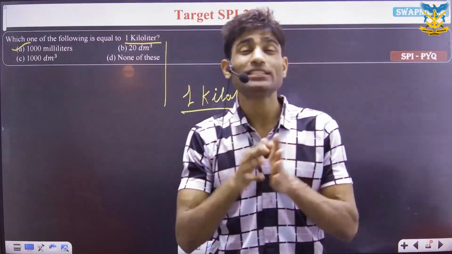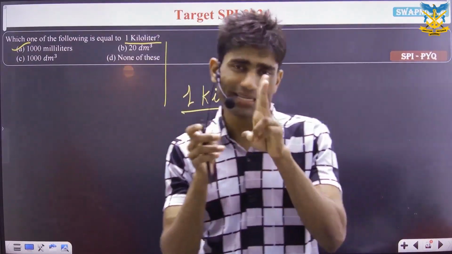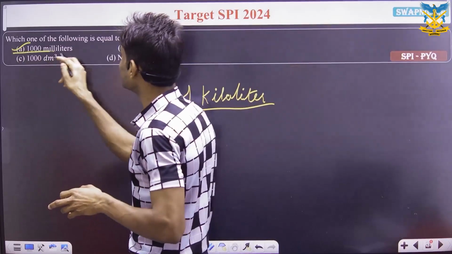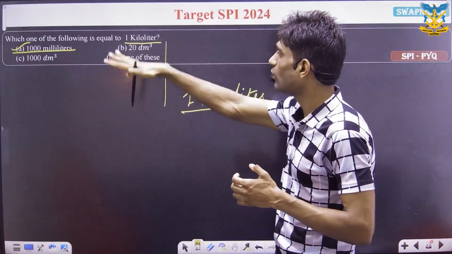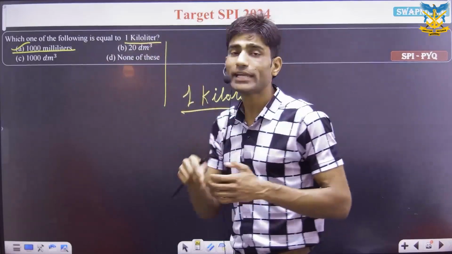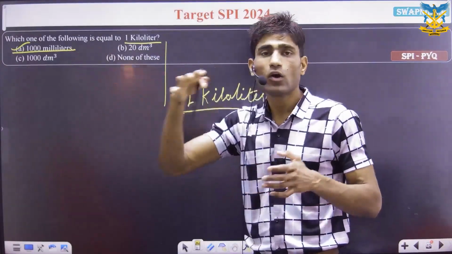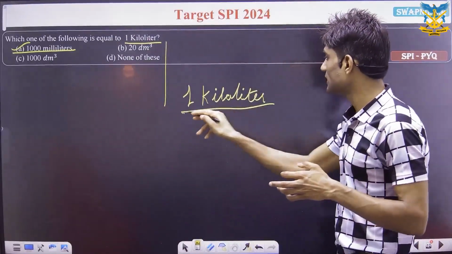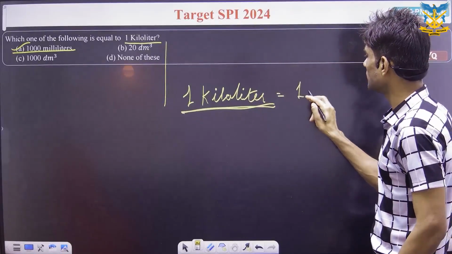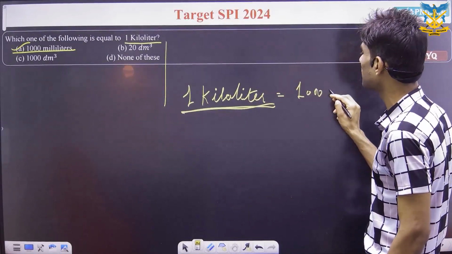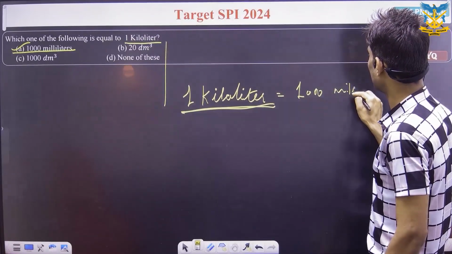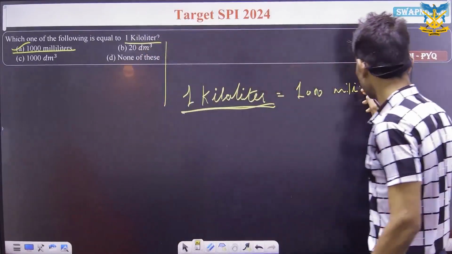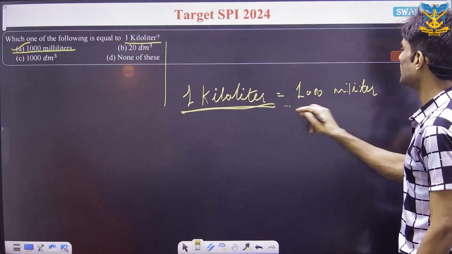Okay, this is the measurement based question. You will get at least 2 questions in your SPI question paper. So you all have to prepare this type of measurement. First of all, find out what is meant by millimeter, kiloliter, decameter or centimeter. All these conversions, find them out first. These types of questions are important for your SPI question paper. So our required answer we have here is 1000 milliliter.